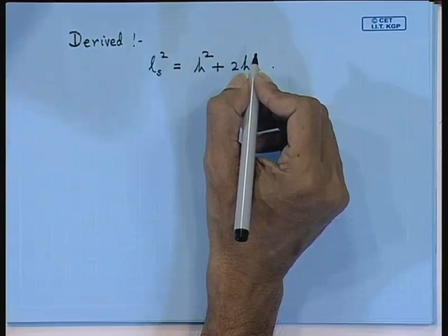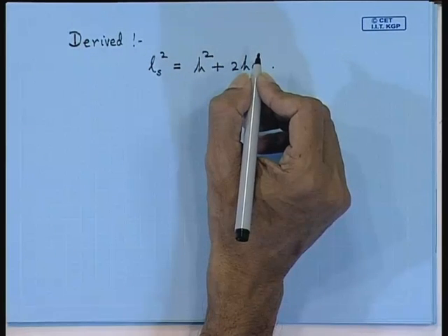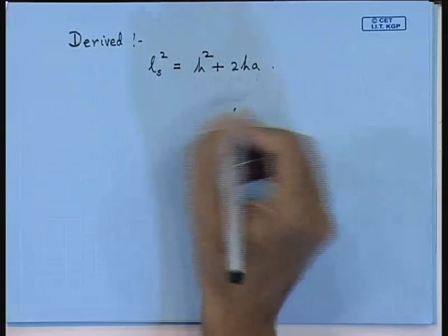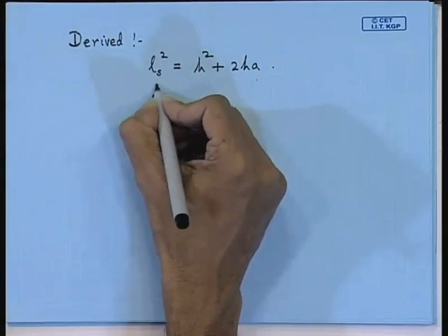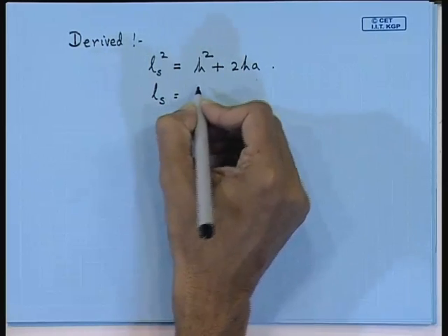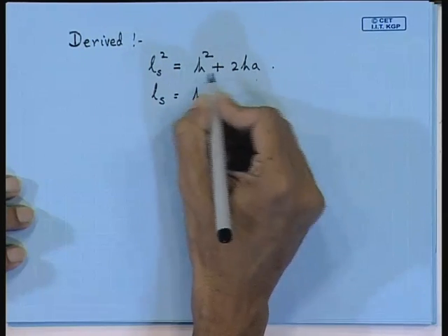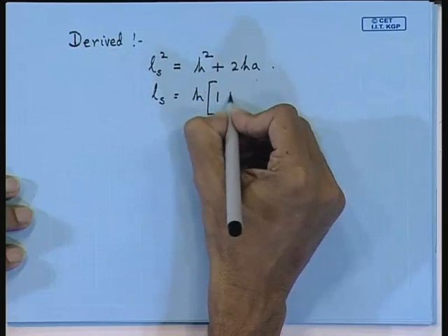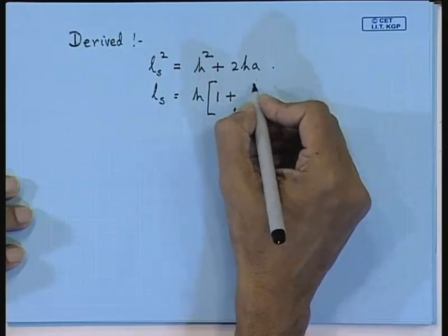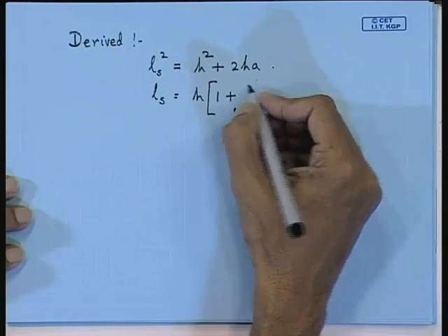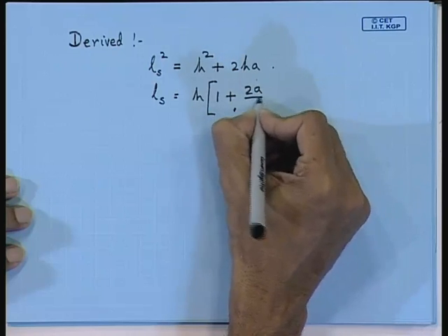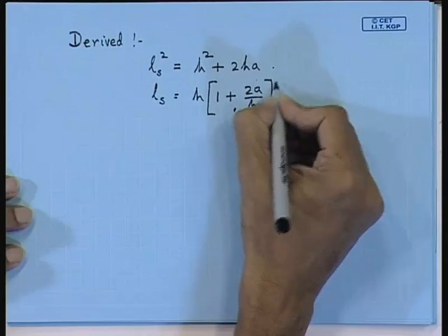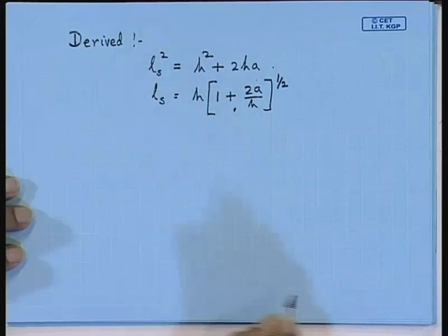Now, please do not talk. From this expression, what is the value of LS? LS you can write as, if you take h square out, 1 plus 2a over h, to the power half. So, this is the expression for Ls.